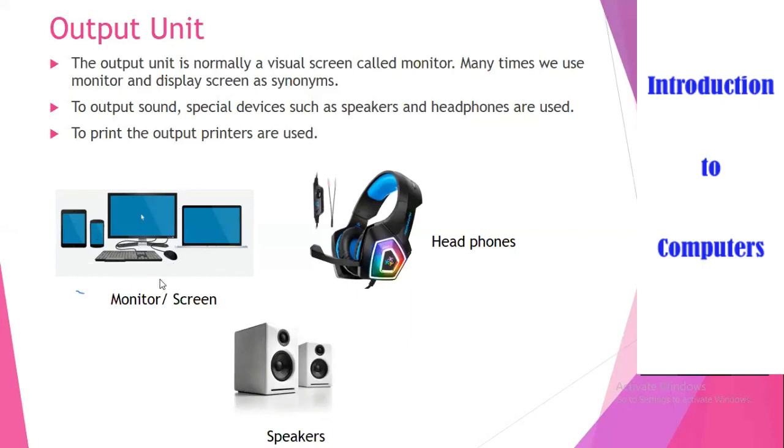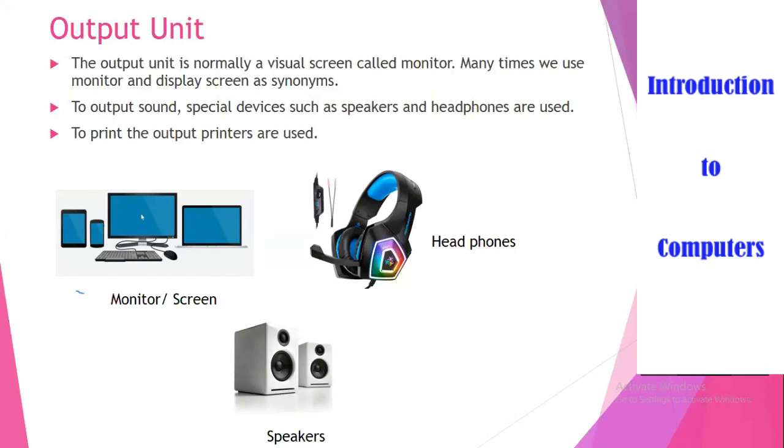Now a few output units are there. These are visual output units, that is monitors and tablets. Then a cell phone screen is also there. We are doing computing with cell phones also. PDAs, that is personal digital assistants, like that. Then if we are getting output in sound form, we are using headphones, and speakers for sound output.